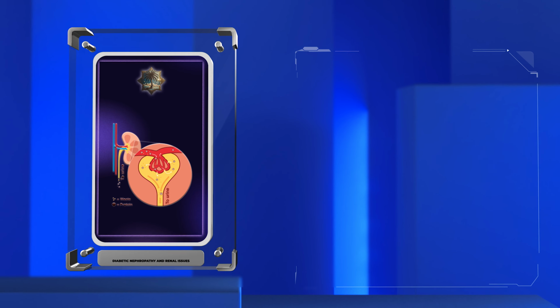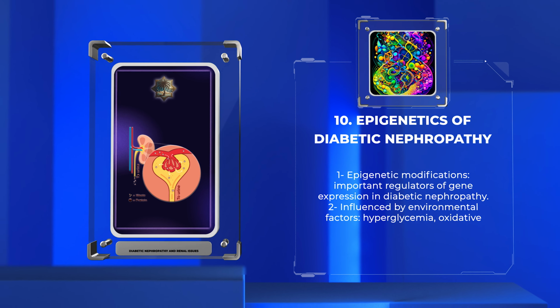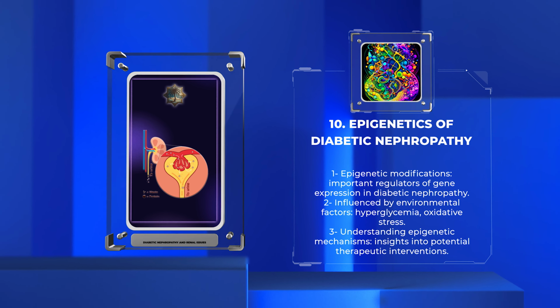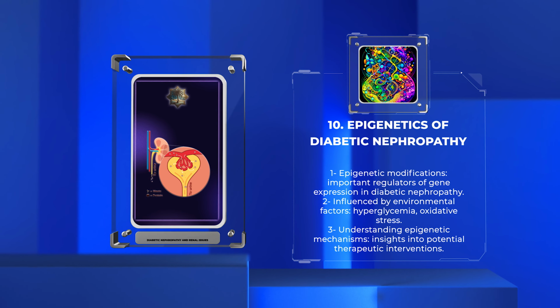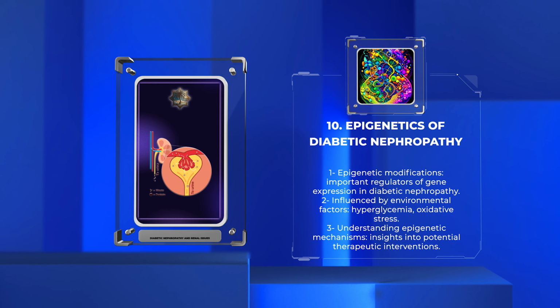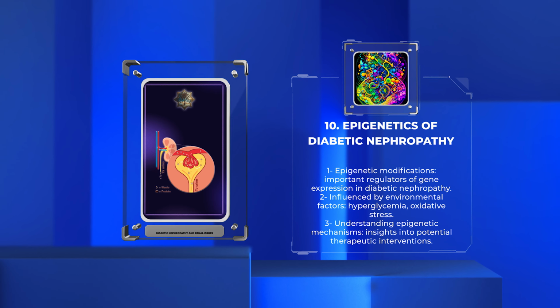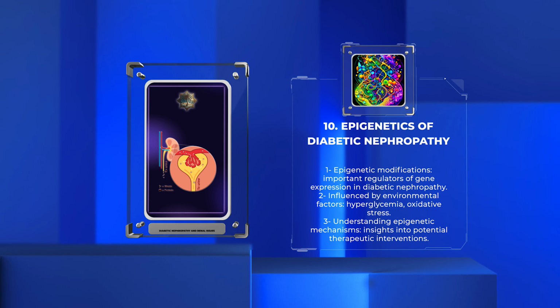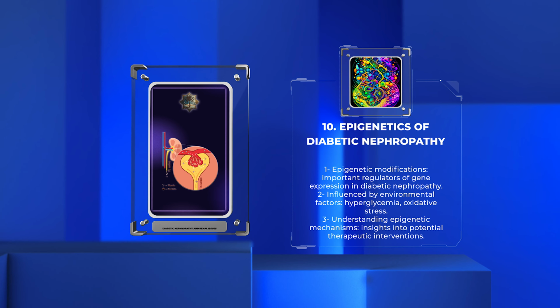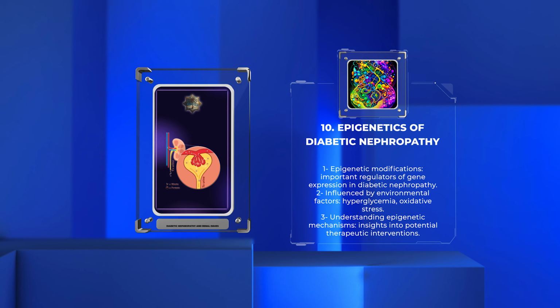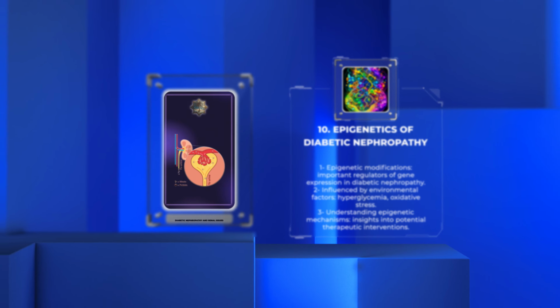Epigenetic modifications, including DNA methylation, histone modifications, and non-coding RNAs, have emerged as important regulators of gene expression in diabetic nephropathy. These epigenetic changes can be influenced by environmental factors, including hyperglycemia and oxidative stress. Understanding the epigenetic mechanisms involved in diabetic nephropathy may provide insights into potential therapeutic interventions for this condition.